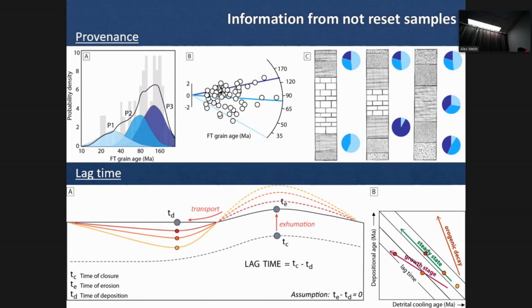In the Andes, people work a lot on that, and it's quite clear which time is a growing stage and which time is a steady state. And when you have the opposite, you have orogenic decay. So this is very useful when you have data, to better understand past orogenic history.